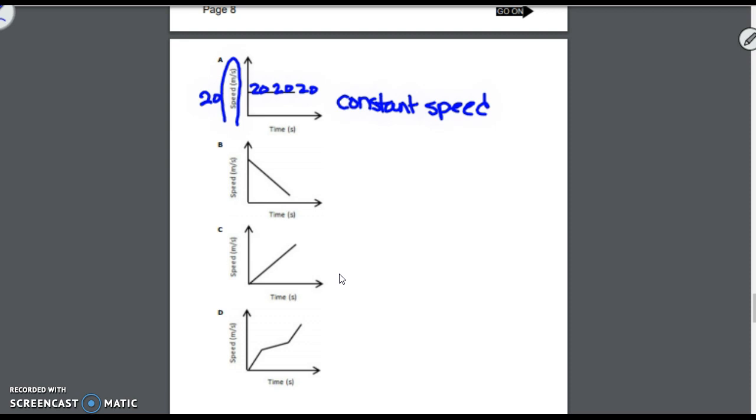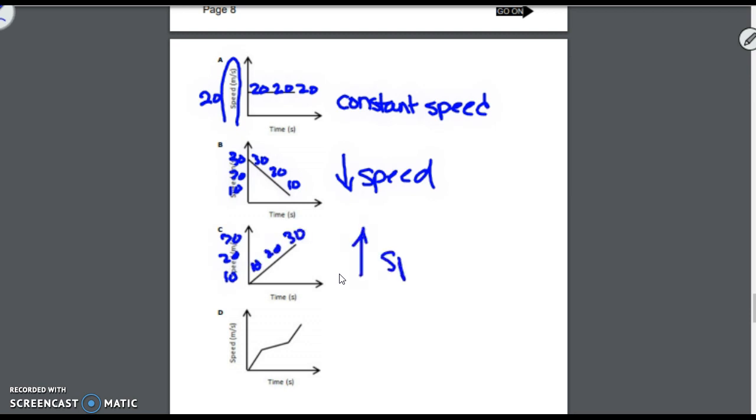Over here, if we put in some imaginary numbers, which I love to do, 30, 20, 10, what's happening here? The speed is decreasing. Over here, again, 10, 20, 30. Over here, this is increasing speed. And here we are increasing speed right in this area, then increasing at a smaller rate, and then increasing speed again. So the correct answer right here is going to be C.